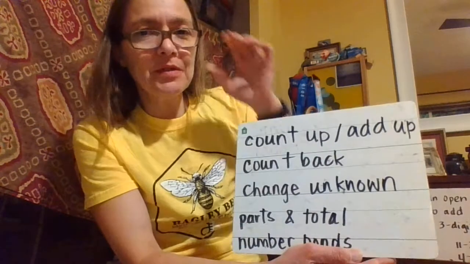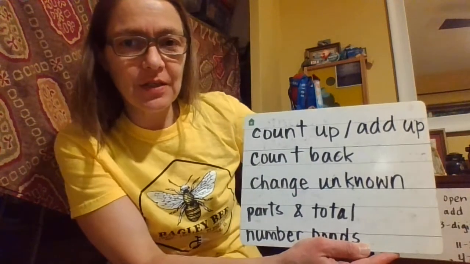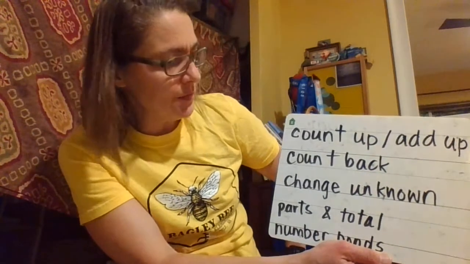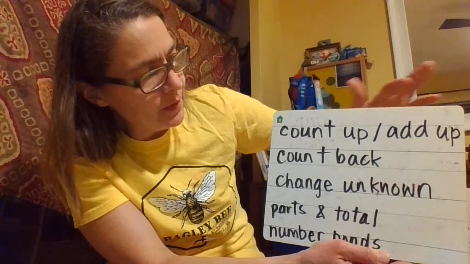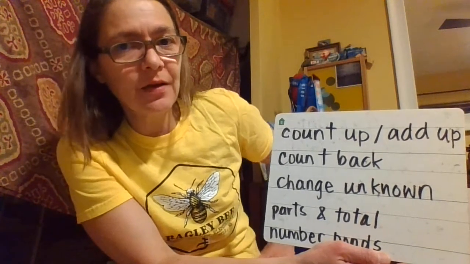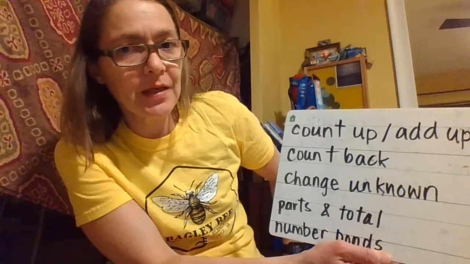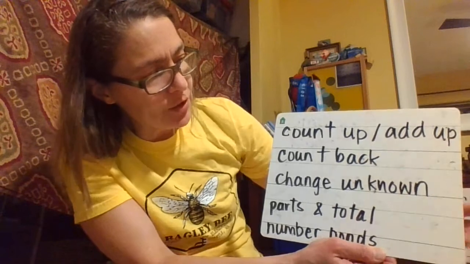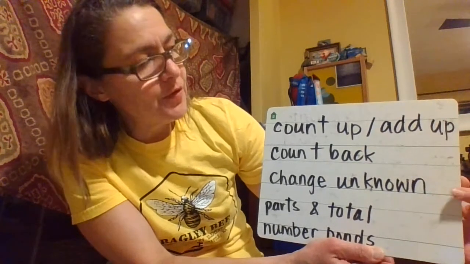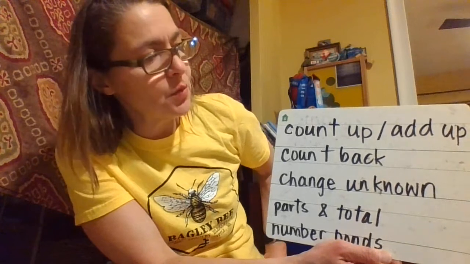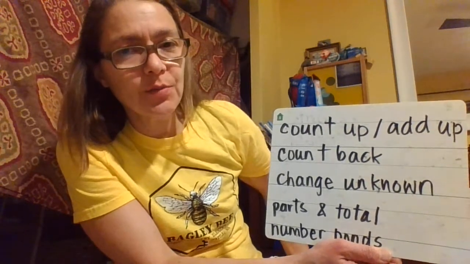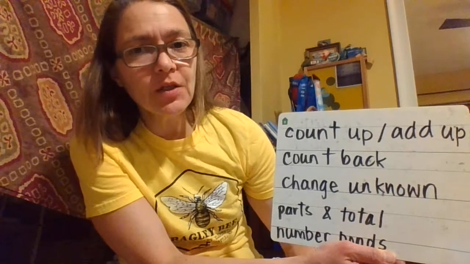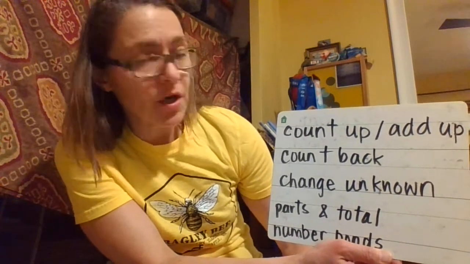Some of the vocabulary we're going to need to know is the open number line, and we will be doing increasing number lines because they're teaching you to add up to subtract. Count up and add up are the same, and also count on. Count back is when you subtract. And then change unknown. I'm bringing this vocabulary back because when you are changing a subtraction problem to make it an addition problem, you are making it a change unknown problem.